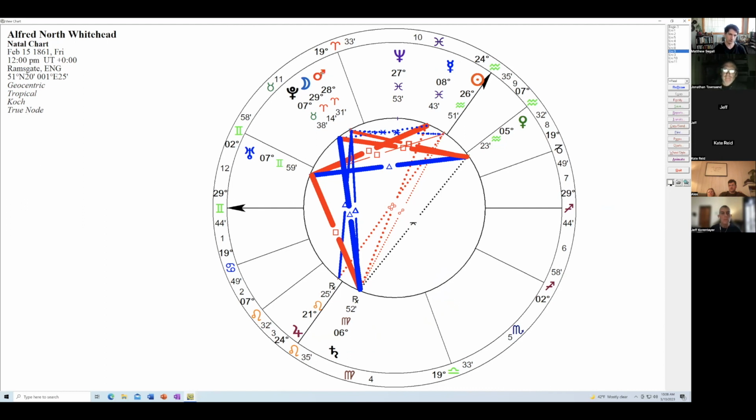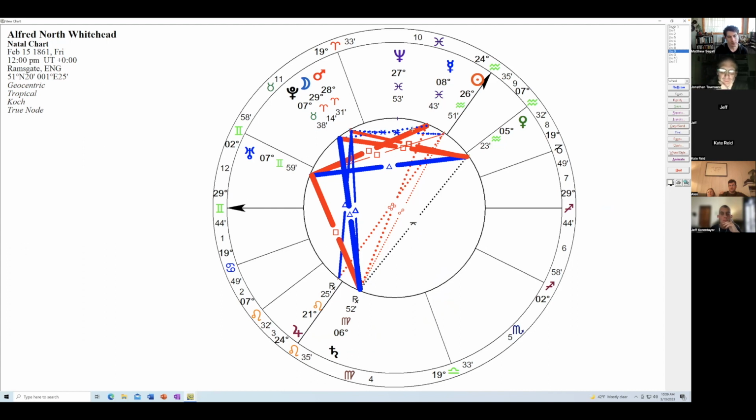But it seems like with this Sun-Mars midpoint with Neptune there, he was a spiritual warrior in ways that were perhaps hidden and weren't up front as much in that part of his life where math was more the central focus. What do you think about that, Matt?